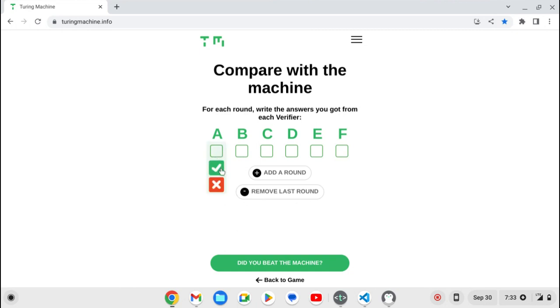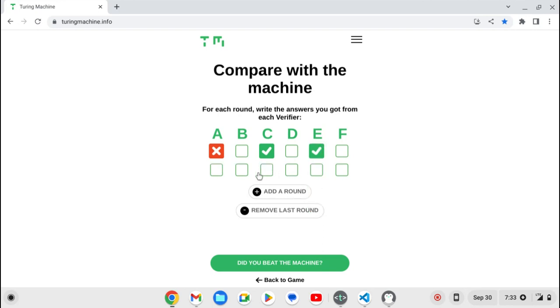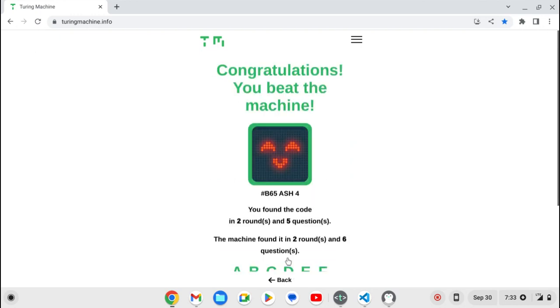So I think A was incorrect. Both C and E were correct. And in the second round we did B and D, and both of those were incorrect, and we skipped F. Wow, we only beat it by 1. Sometimes I feel like the margin is larger than what it should be, and here it's the opposite. I thought we would have beaten it by 2.